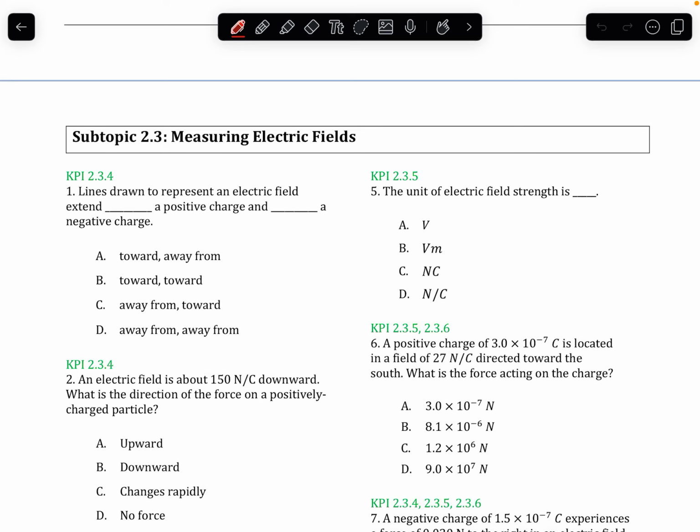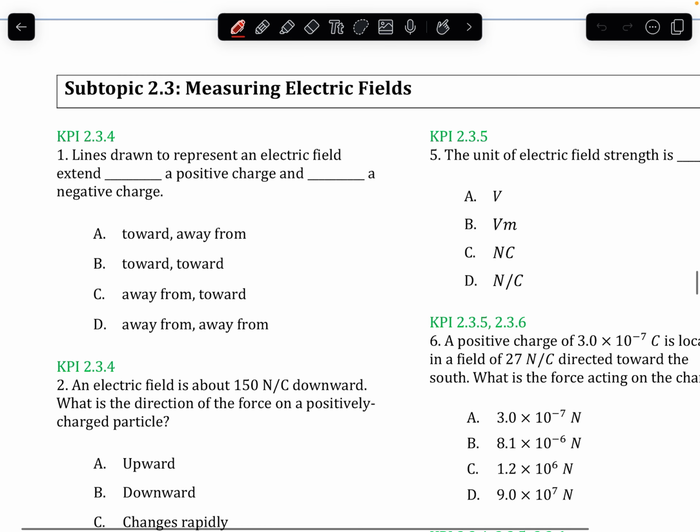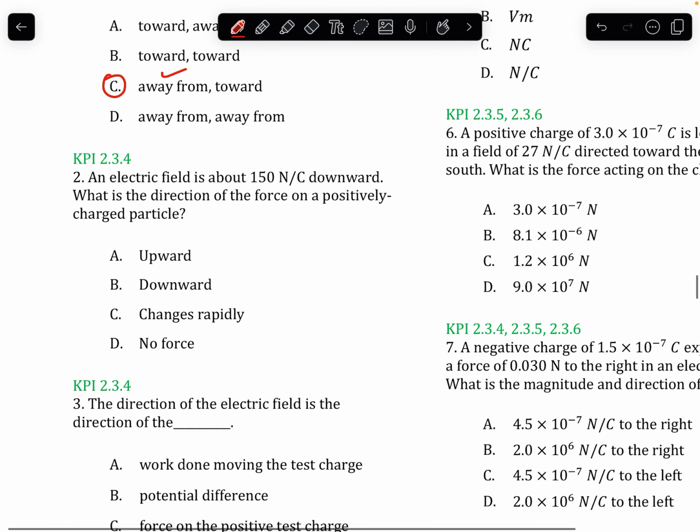Solving the MCQ of 2.3, measuring electric fields. Lines drawn to represent an electric field extend away from a positive charge and toward a negative charge. So this is the correct answer. Question number 2. An electric field is about 150 Newton per Coulomb downward. What's the direction of a force?